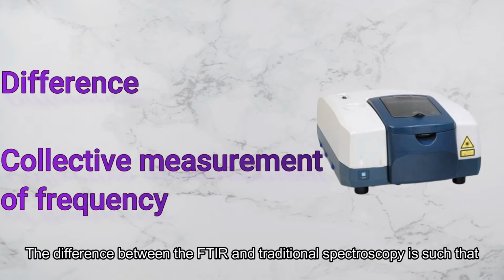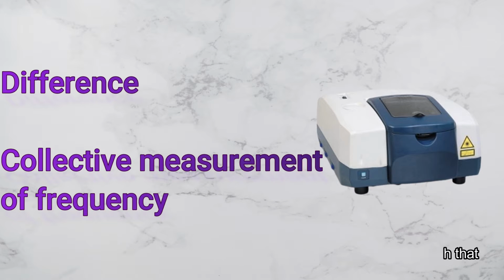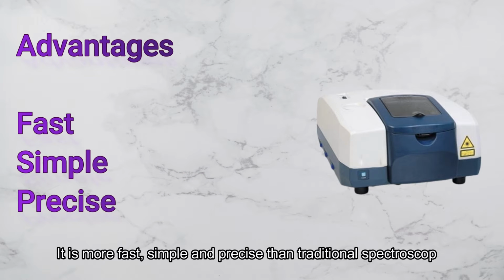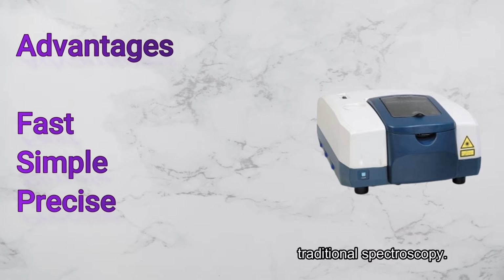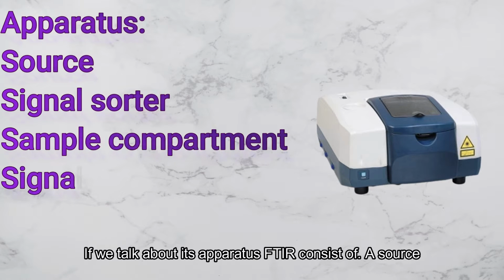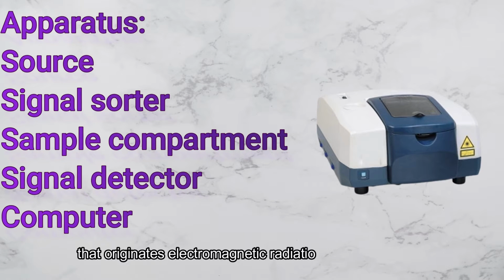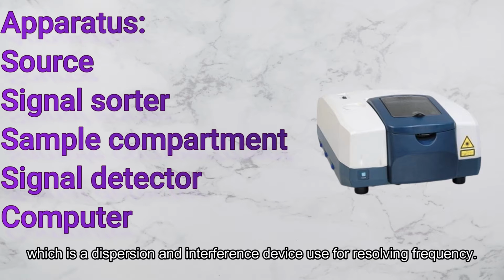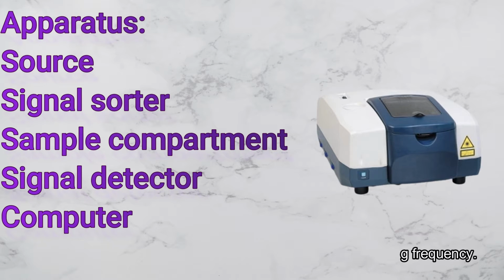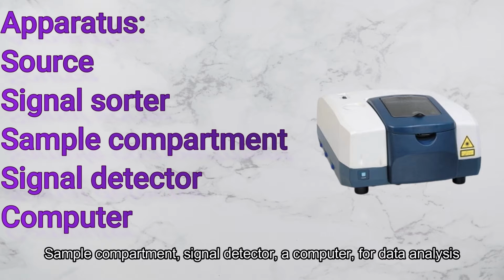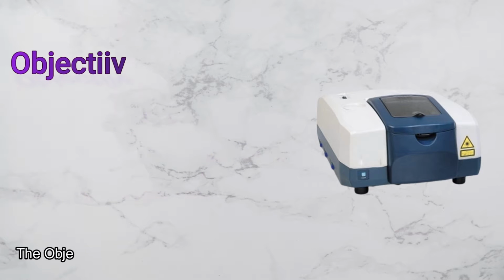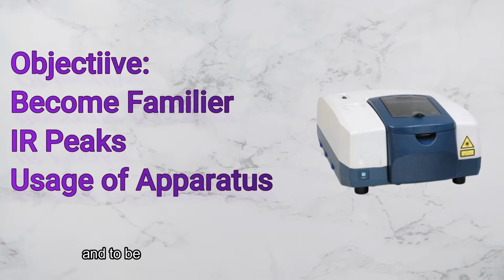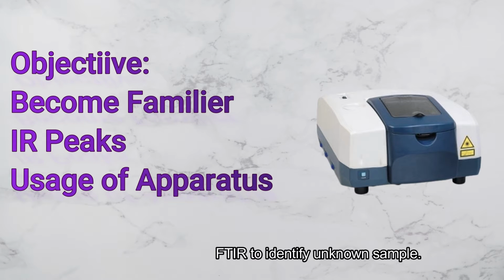The difference between FTIR and traditional spectroscopy is that it does not measure each frequency individually but collectively. It is faster, simpler, and more precise than traditional spectroscopy. If we talk about its apparatus, FTIR consists of a source that originates electromagnetic radiation, a signal sorter, which is a kind of dispersion and interference device used for resolving frequencies, a sample compartment, a signal detector, and a computer for data analysis. The objective of this video is to become familiar with the infrared peaks of a sample and to be able to use FTIR to identify an unknown sample.